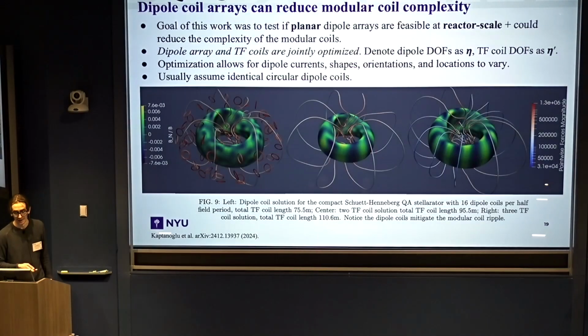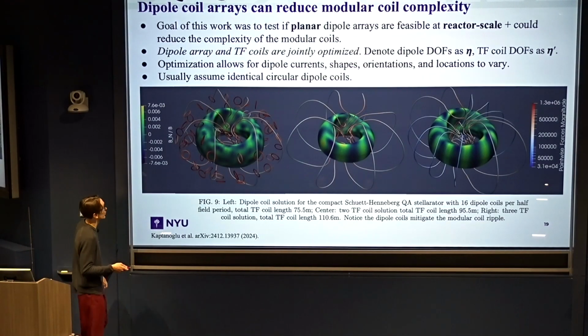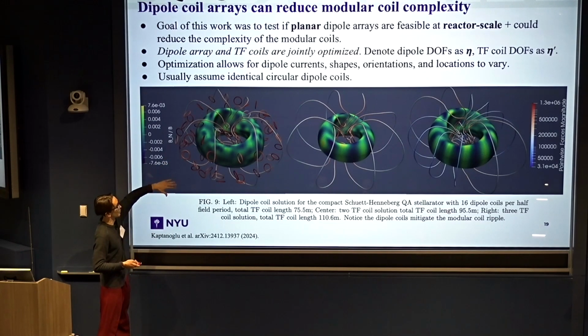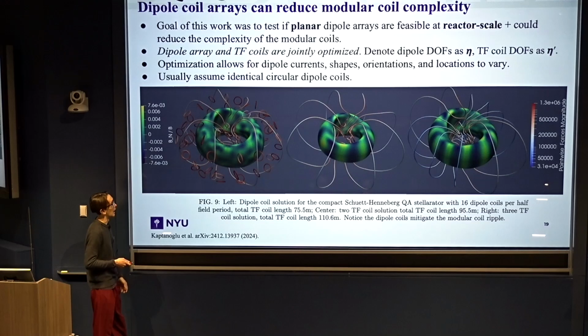So, here's an example of a typical solution. Again, we let them float around and we let them change orientation. So in general, you don't get some simple surface that they lie on. But what is useful is we're able to find solutions, like for this 2-field period compact QA stellarator from Landreman-Paul. We use 16 dipole coils per half field period. They're all identical circular coils. They're all over 1.5 meters from the plasma surface, as you would need at reactor scale.